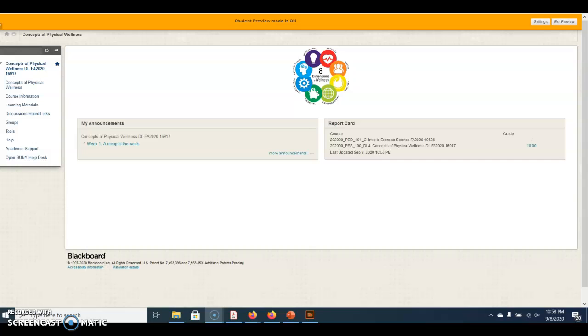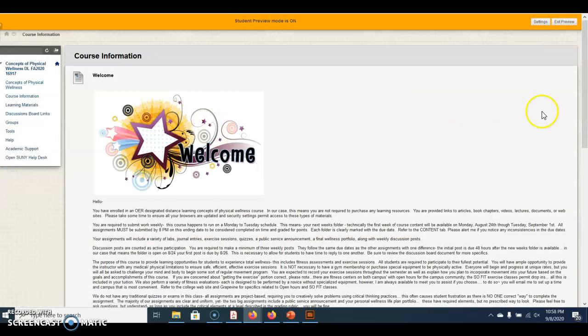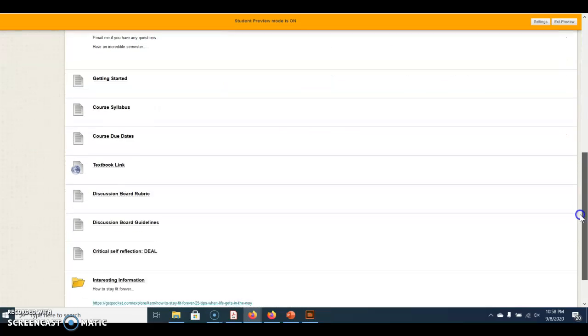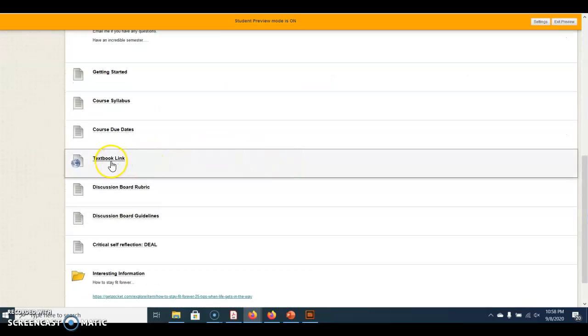So first and foremost, the main thing that you need to do, if you have not done so, is take a look at all of the course information documents. So this is our welcome. This gives you a quick look at everything. But the really important thing that you need to know right here is there's a textbook link. You have to read the textbook in order to get the answers correct. That's important. The textbook, again, might be in the chapter, or you might have to link back out to this.